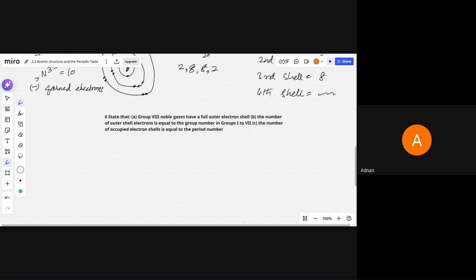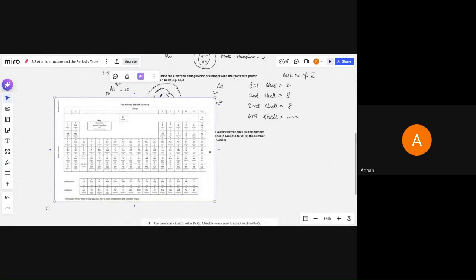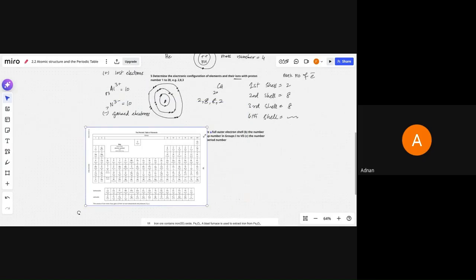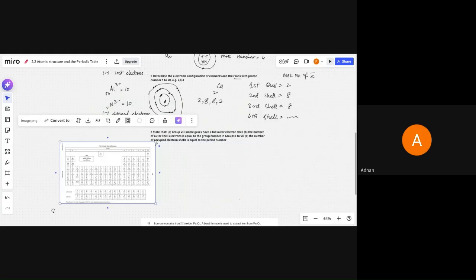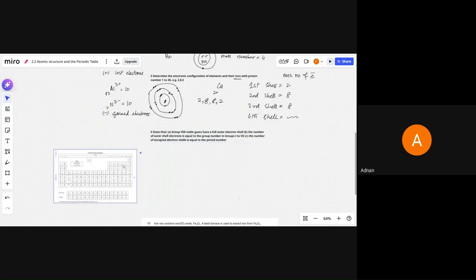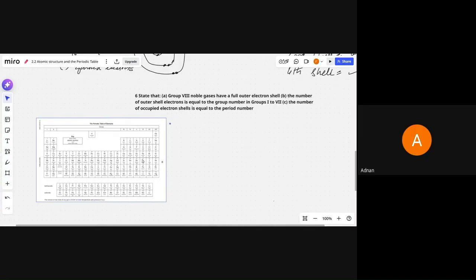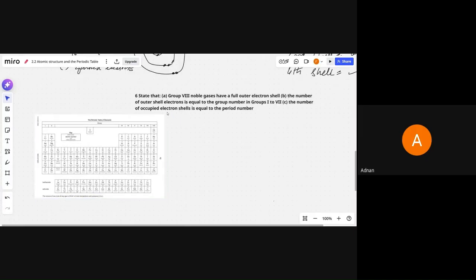So I'm pasting the periodic table here. Okay, so this is the periodic table, and we will be using it for reference. Now let me read this again. It states that group 8 noble gases have a full outer shell, a full outer electron shell.